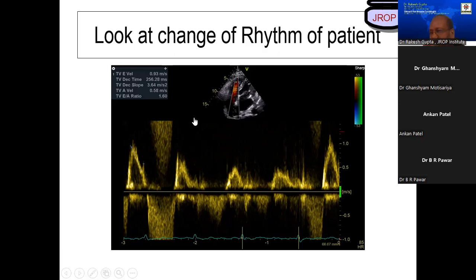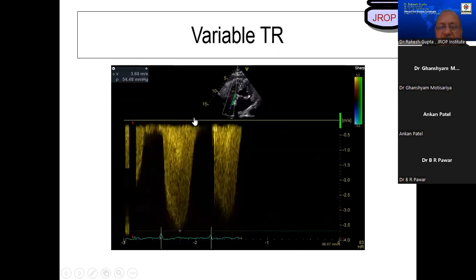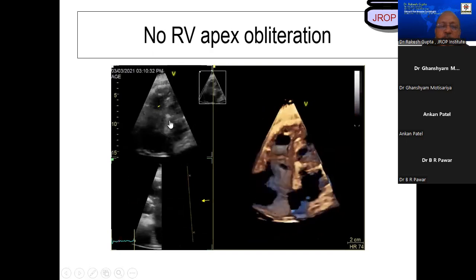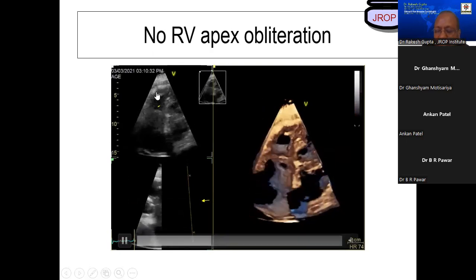And we do expect RVEDP to be on the higher side, because in cases where TR and MR are present, the filling pressure to the RV would be elevated. So we have elevated RVEDP, we have elevated LVEDP, we have a dilated LA, dilated RV, and the patient has also gone into atrial fibrillation. And these are the features of restrictive cardiomyopathy with no RV apex or LV apex obliteration.